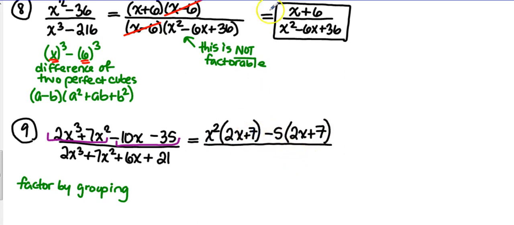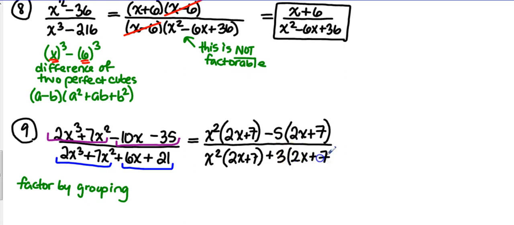Please press pause right now and you work on factor by grouping in the denominator, and then we'll see if we match. So looking at the denominator, looking at this first group, 2x cubed plus 7x squared, once again I can factor out x squared and it will leave behind 2x plus 7. From the second group, 6x plus 21, I know that I can factor out a 3 because that's the largest value that divides evenly into 6 and 21. That will leave behind 2x plus 7.